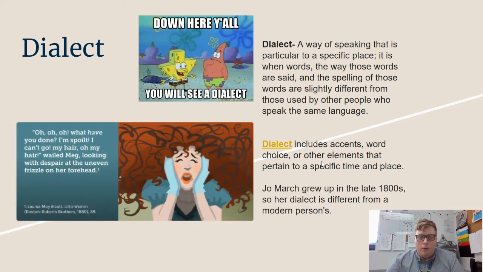"Oh, what have you done? I'm spoilt. I can't go. My hair, not my hair," wailed Meg, looking with despair at the uneven frizzle on her forehead.